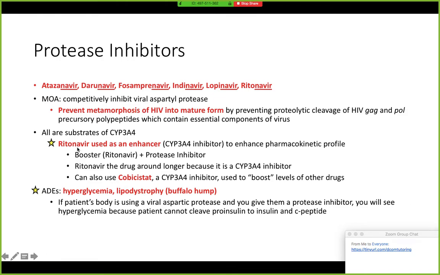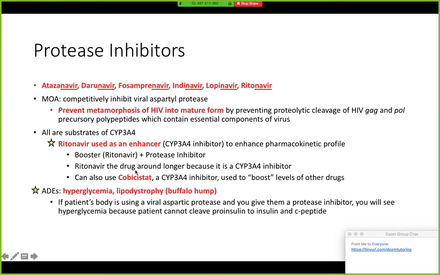So make sure you know that ritonavir is used as an enhancer. This means that if you give someone a protease inhibitor, you can also give a booster like ritonavir. Ritonavir is going to help the drug stick around longer because it's a CYP3A4 inhibitor. A lot of these drugs are CYP3A4 substrates, so if you inhibit CYP3A4 and prevent the metabolism of these drugs, then the drug is going to stick around longer.